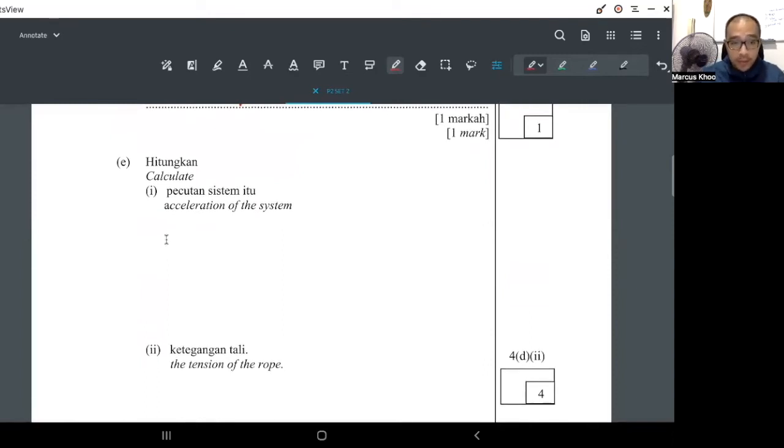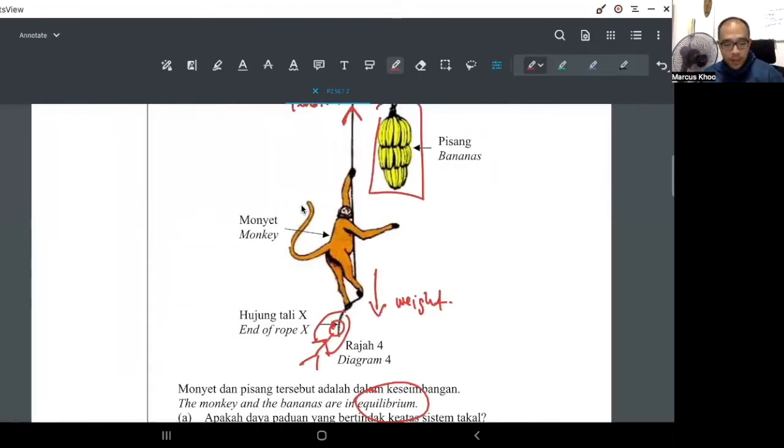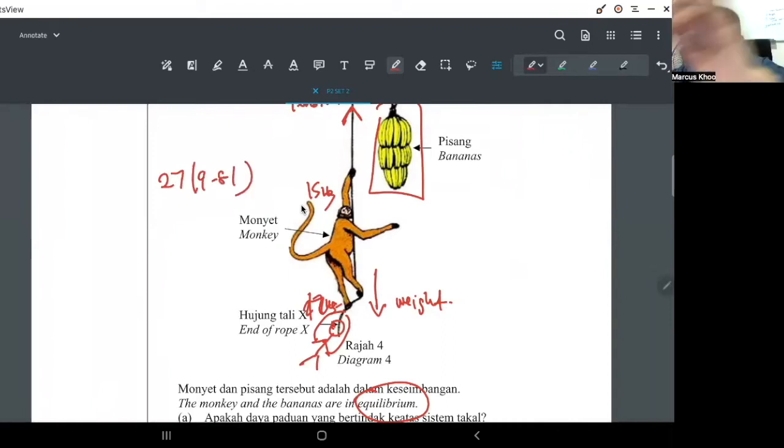The first equation will be with the two monkeys. The two monkeys are 15 kg and 12 kg, so altogether 27 kg. So 27 kg times 9.81 will give you, let me check my calculator, 264.87. Then 264.87 minus the tension is equal to, remember, the resultant force equals MA.